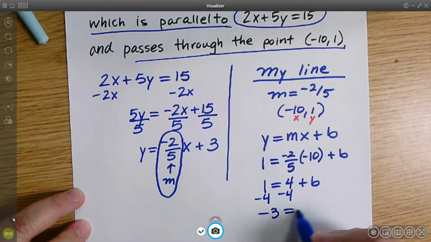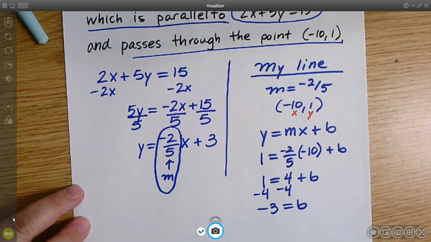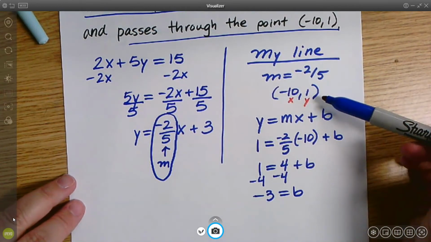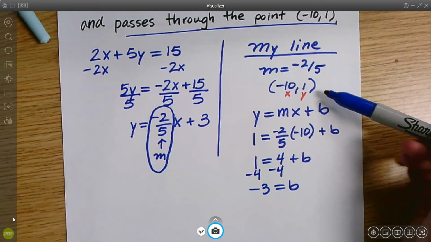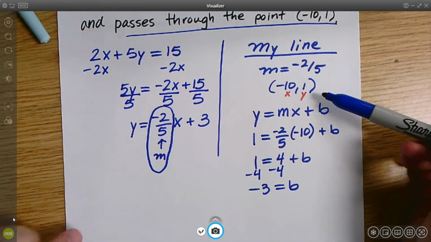The reason we filled in this point was to help us find B, because then everything was filled in except B. But we only filled it in for that purpose. We're not going to write an equation that has that one point plugged in, because then it would be the equation of one point, not the equation of the entire line.